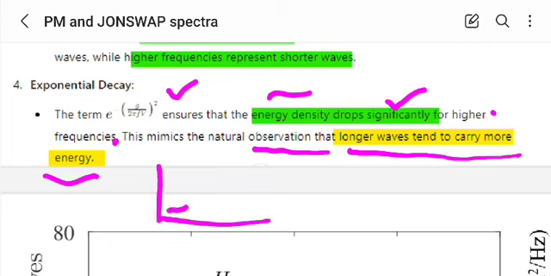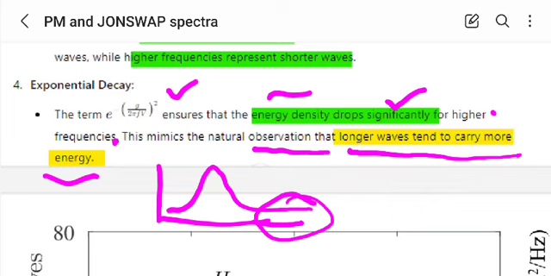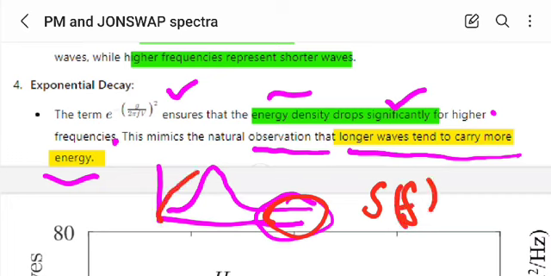These are the higher frequencies. Here we have less S(f); S(f) is the energy density. So these are the longer waves. Longer waves carry more energy. Frequency is less for the longer waves, because the time period is more. For longer waves, the energy is more. For high frequencies, these carry less energy. These are the shorter waves. This is the natural phenomenon.